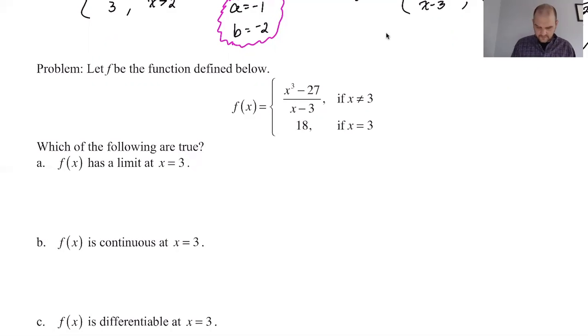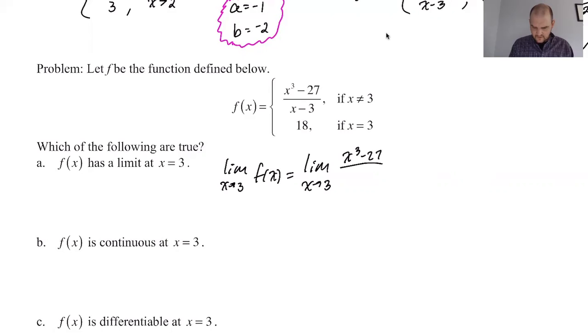So the first one, I'm going to try to find the limit as x approaches 3 of f of x. Remember, the weird thing is to use the definition that doesn't involve 3. Because with limits, we don't want to know the value of the function. We don't really care. We just want to know the limit as you approach it. So we're going to use the top definition. So it's the limit as x approaches 3 of (x cubed minus 27) over (x minus 3).